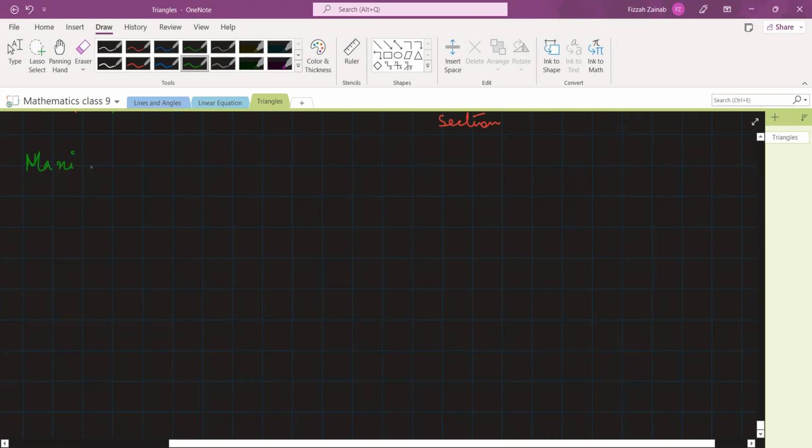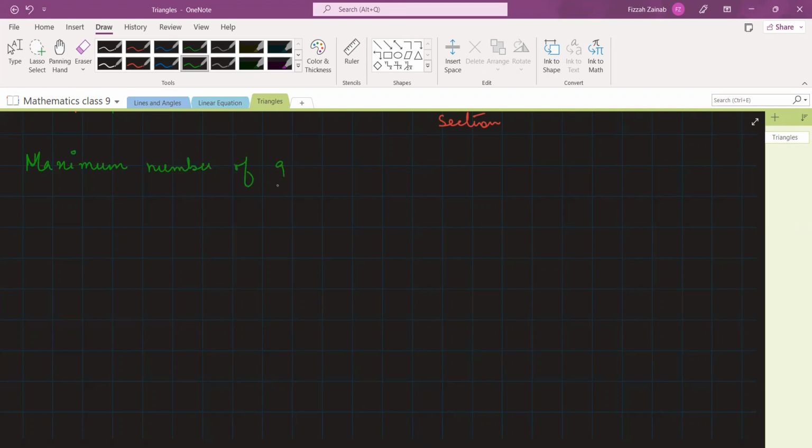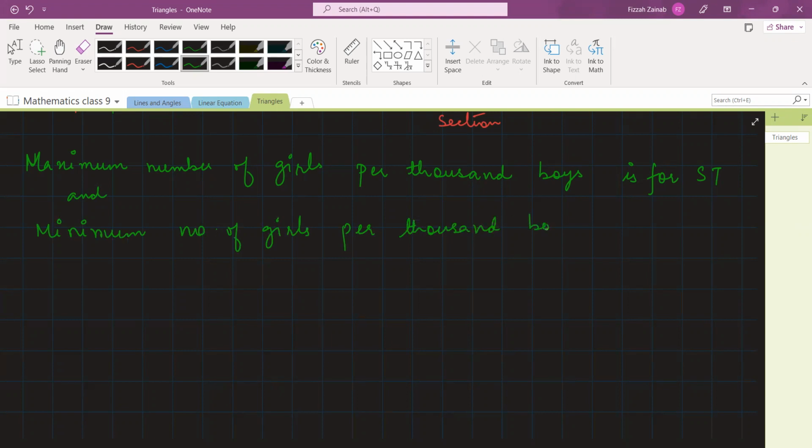So the maximum number of girls per thousand boys is for ST, right? And the minimum, you can also write: minimum number of girls per thousand boys is for urban, right? Then other conclusions we can see here, we can do comparisons now. This is the maximum and minimum we have written.